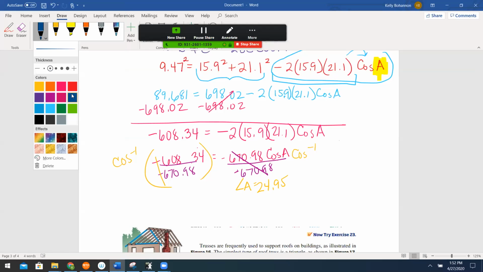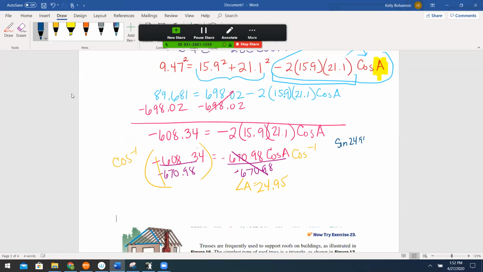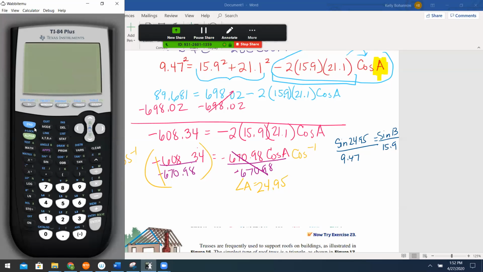Well, now I have pieces, I can do law of sines for the rest of it. So I'm going to do sine of 24.95 over side A, which was 9.47, equals sine of B over 15.9. I'm going to use my calculator because I'm using arc sine, because I'm looking for an angle. So angle B, the fraction that I'm going to get is going to be 15.9 sine of 24.95 over 9.47. And that is going to give me angle B. So angle B is 45.09.